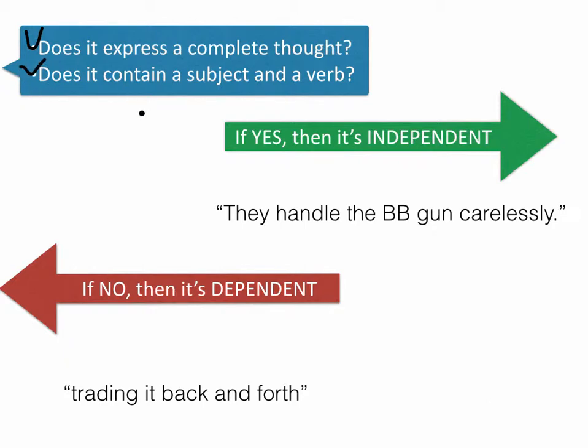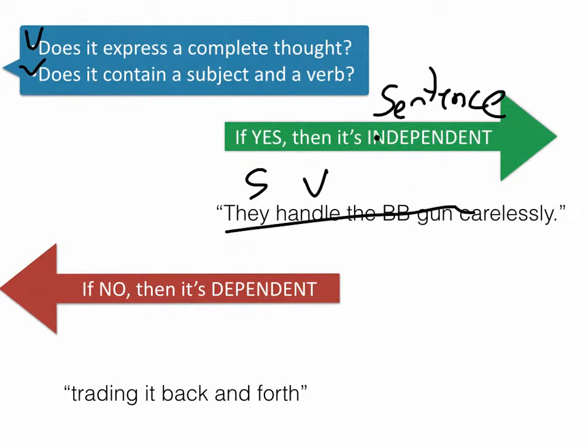In order to be an independent clause, which means the same thing as a sentence, it can exist completely on its own, so it's independent. It has to express a complete thought. It has to contain a subject and a verb. So that's pretty basic, but let's take a look at it real quick. Here we have "they" is the subject, "handled" is the verb, and it expresses a complete thought. This would meet our criteria for an independent clause.